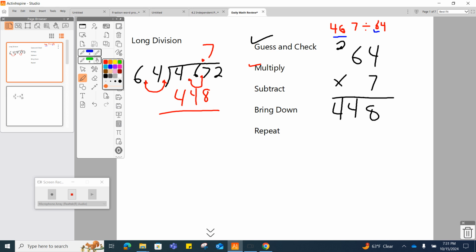In order to subtract, I need to make the 7 a 17. I know this is really hard to see. And I need to make the 6 a 5. So this was 17 minus 8 is 9. 5 minus 4 is 1. 4 minus 4 is nothing. So that's the subtraction. Next piece, bring down.